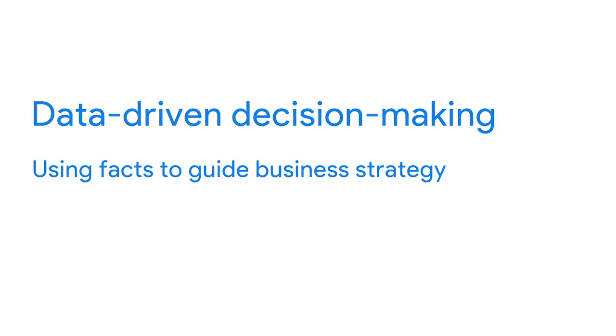So we talked a little about data-driven decision-making in previous videos. But just in case you need a refresher, here it is. Data-driven decision-making is when facts that have been discovered through data analysis are used to guide business strategy. The simplest way to think about decision-making is that it's a choice between consequences, good, bad, or a combination of both.